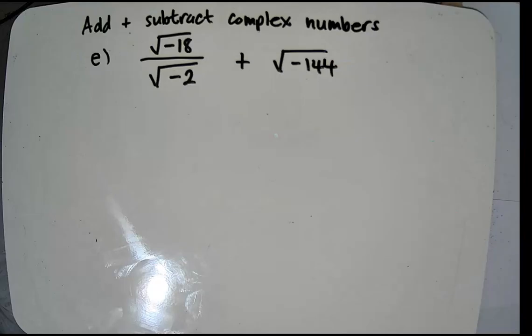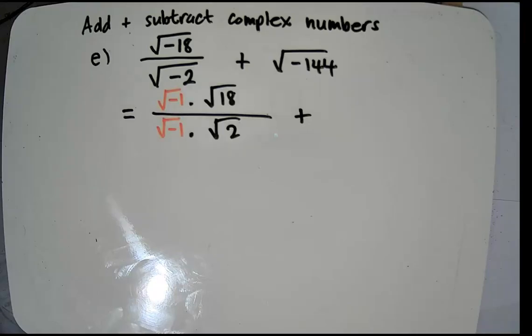So in example E, we have imaginary numbers again. Don't forget, our whole topic is imaginary numbers. So here you will break it up into square root of minus 1 in the denominator, plus square root of minus 1. I'm sure you get the picture. So it'll be square root of minus 1 times 18, square root of minus 1 times root 2, and the one on the right-hand side is going to be square root of minus 1 times 144, square root 144.